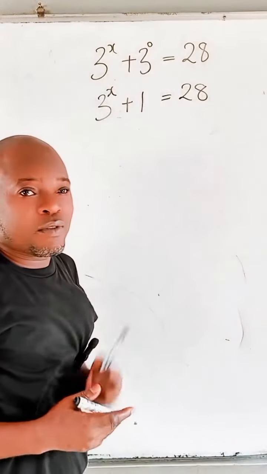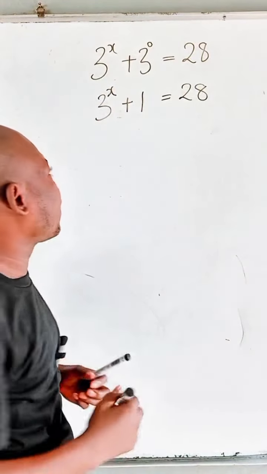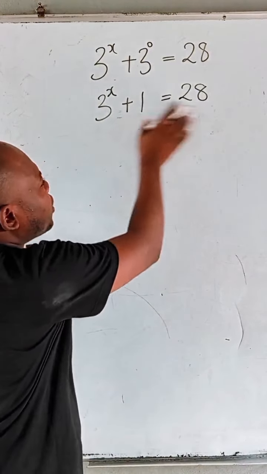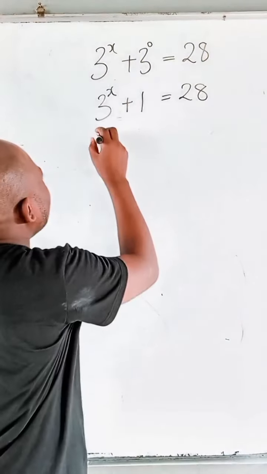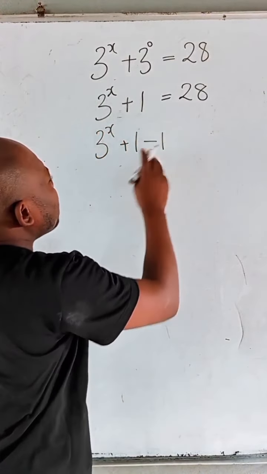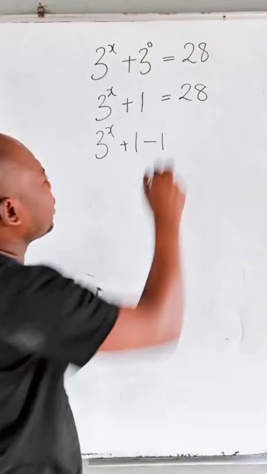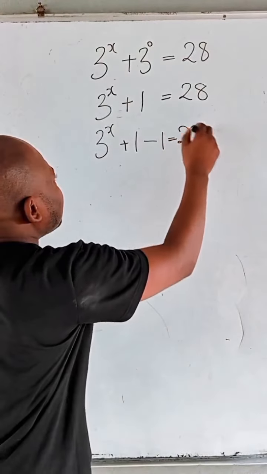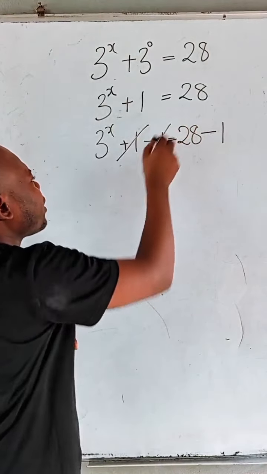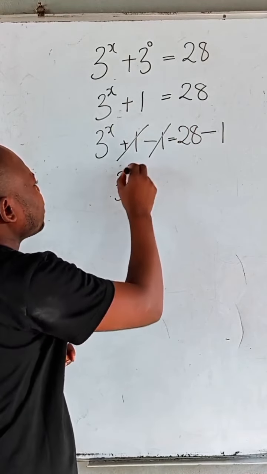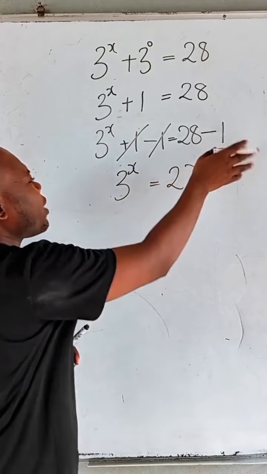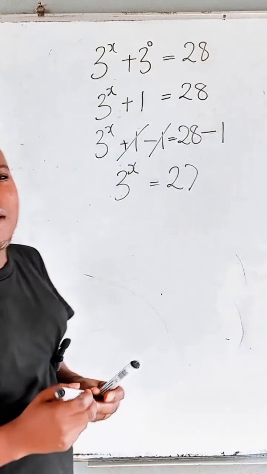Now we collect like terms before we simplify it further. So what we do is we subtract 1 from both sides of the equation, and we have 3 raised to the power of x plus 1 minus 1 equals 28 minus 1. Okay, this positive 1 and negative 1 will go. We have 3 raised to the power of x equals 27, since 28 minus 1 will give us 27.